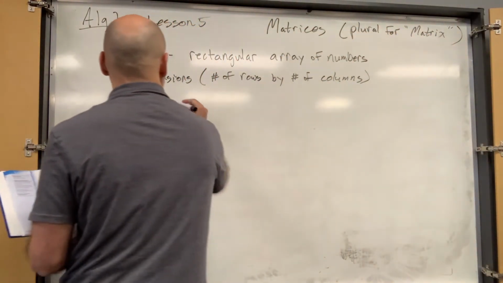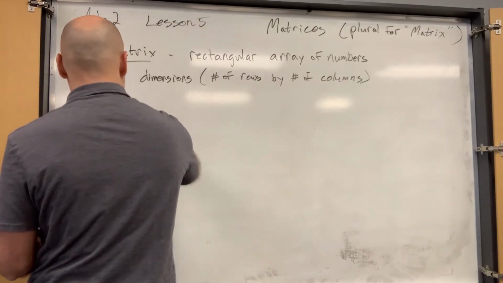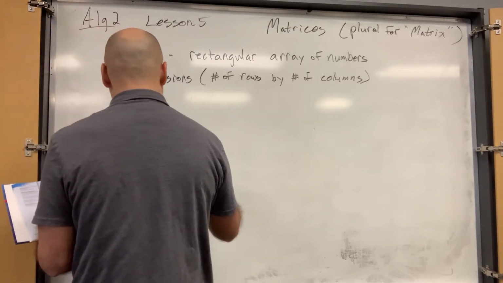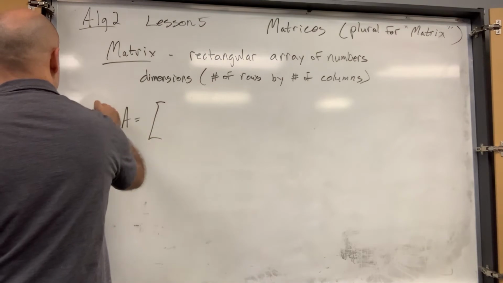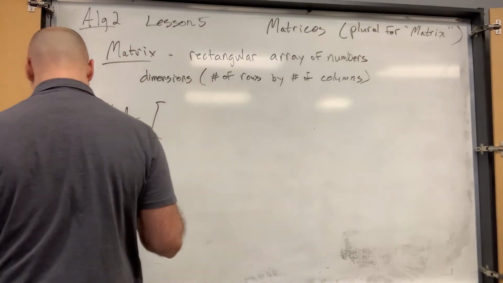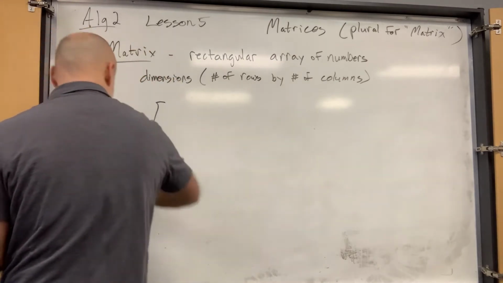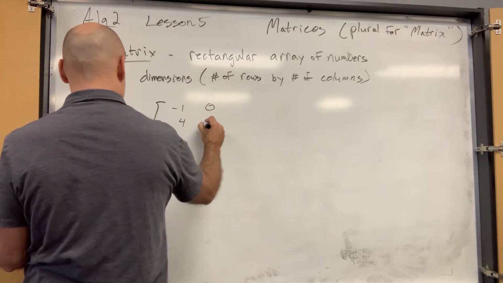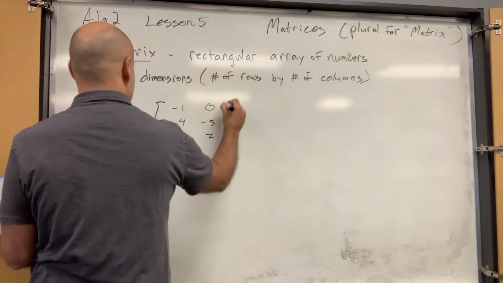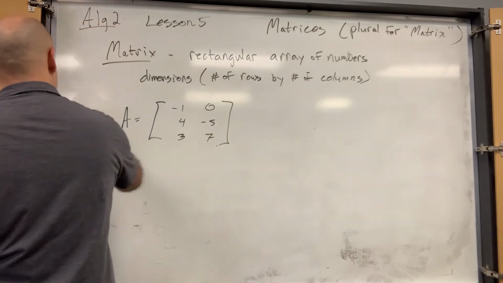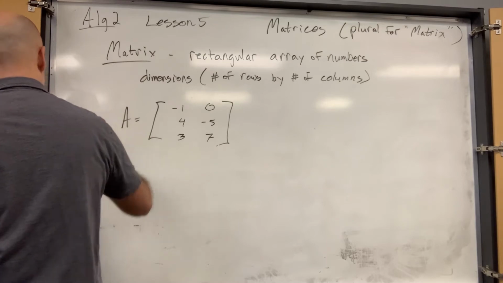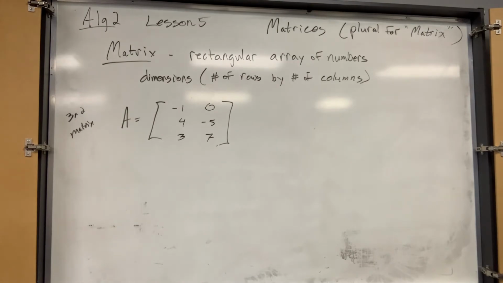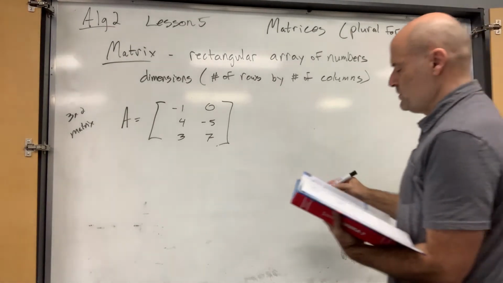Okay, so for example, if it's this guy, A, is a 2 by 3 matrix. Nope, 3 by 2, sorry. 3 by 2, if there's 3, -1, 0, 4, -5, 3, and 7. This is a 3 by 2 matrix. Okay, so far so good? So that's a 3 by 2 matrix.